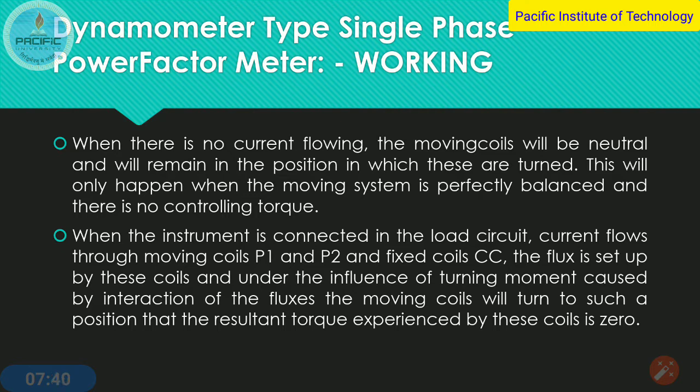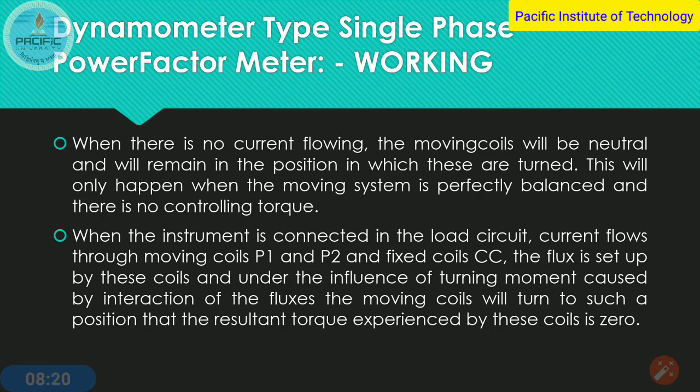Now second, when the instrument is connected in the load circuit. Now we are connecting the power factor meter to the load circuit. The current flows through the moving coils P1 and P2 and the fixed coil CC. The flux is set up in these coils, and under the influence of the turning moment caused by the interaction of the fluxes, the moving coil will turn to such a position that the resultant torque experienced by this coil is zero, right?